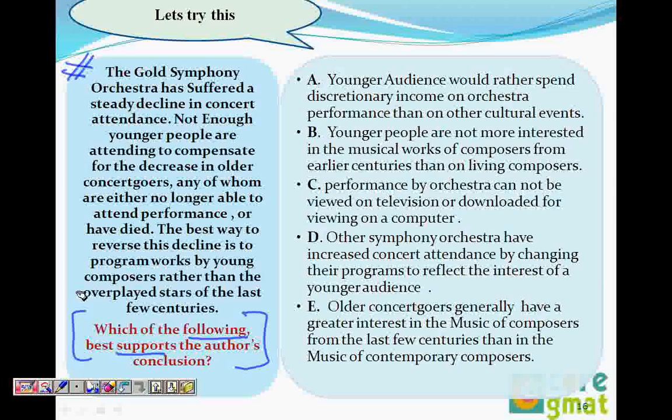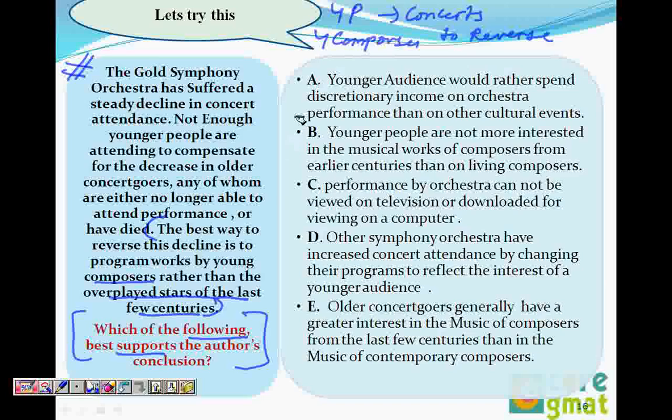Let's break it down. The conclusion is that we have to reverse the decline, and it says we can do that by programming works by younger composers. So we have to support this portion: the best way to reverse the decline is to program works by young composers rather than the overplayed stars of the last few centuries. The reasoning is that young people are not going to concerts, so to reverse this, you need younger composers performing. There is a missing link somewhere and we have to find it.